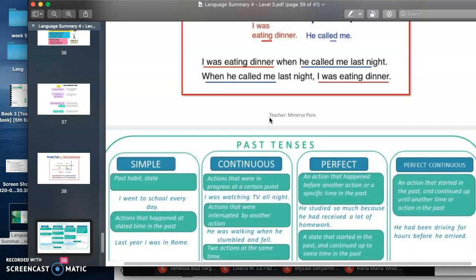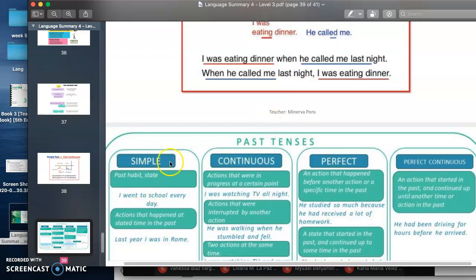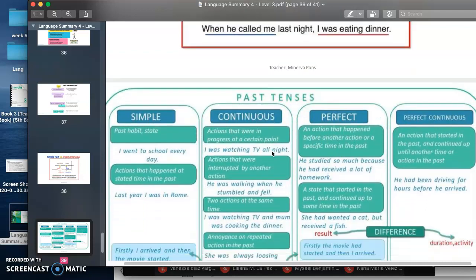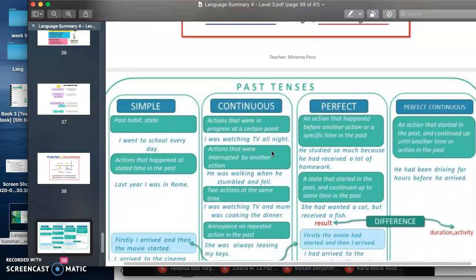So in English, all the tenses have these four states. Let's say, for example, we have simple present, present continuous, present perfect, and present perfect continuous. The same way we have past and future. So we have past simple, past continuous, past perfect, and past perfect continuous. This time, we are going to be talking about past perfect.